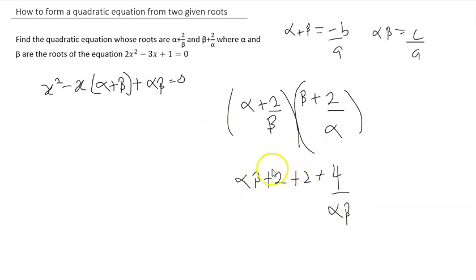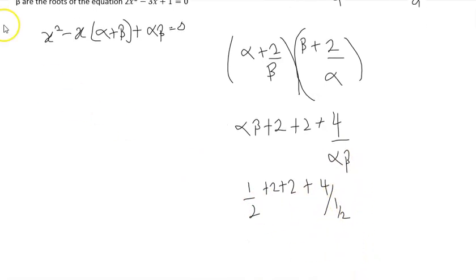So now we have this, and this looks similar to what we have here. We have alpha beta here. So now remember, alpha beta is c over a. All right, and c is 1 and our a is 2. So alpha beta is going to be 1 over 2. So we have 1 over 2 plus 2 plus 2. We could have written plus 4, but it doesn't really matter. Plus 4 over, remember alpha beta is 1 over 2. So we have 1 over 2. So if we punch this into our calculator, we're going to have 25 over 2.